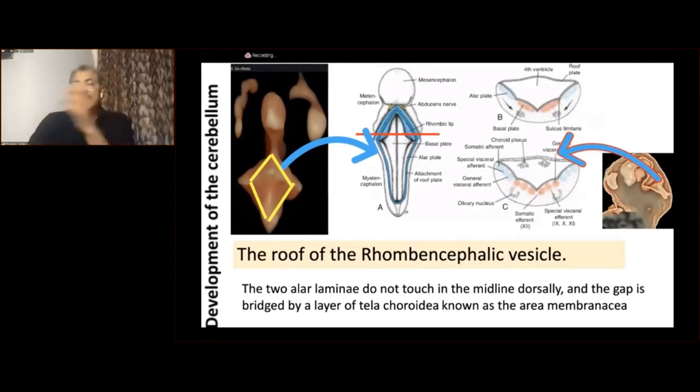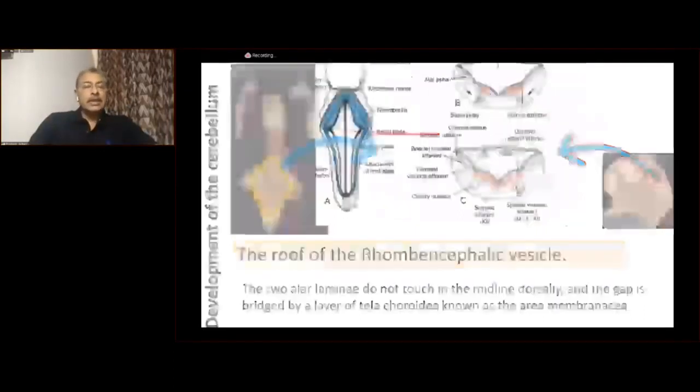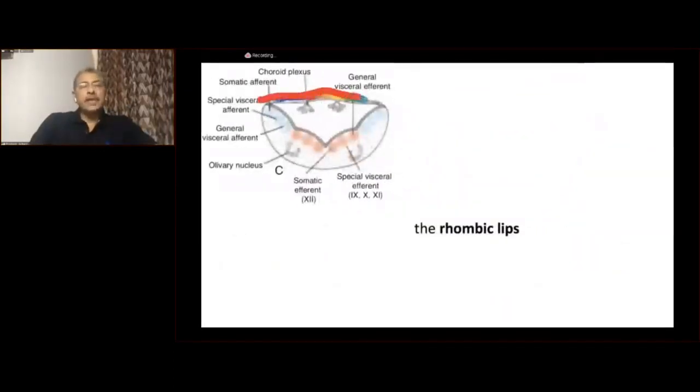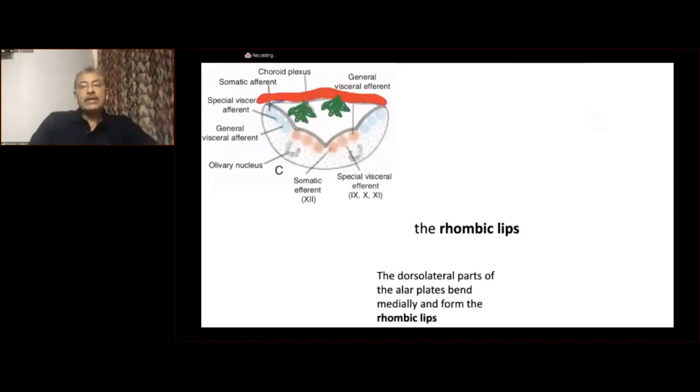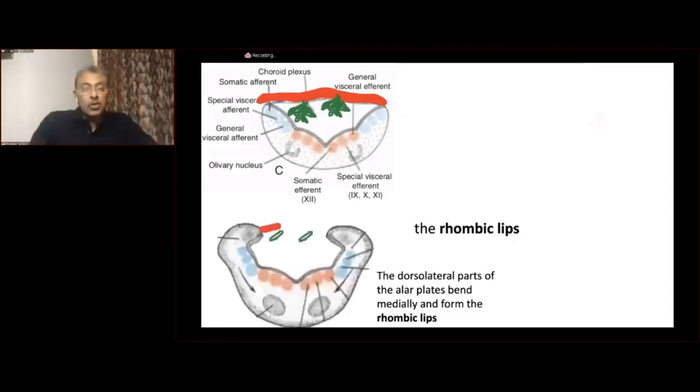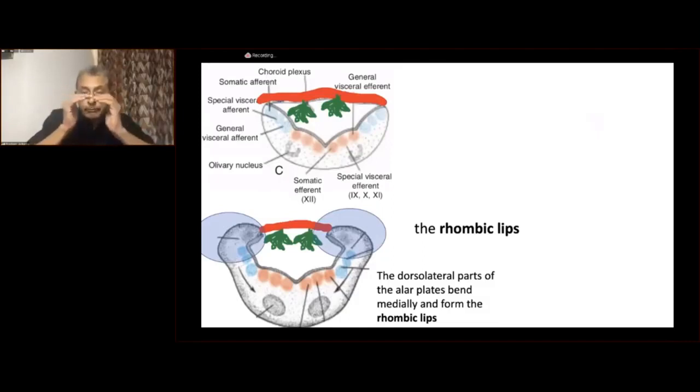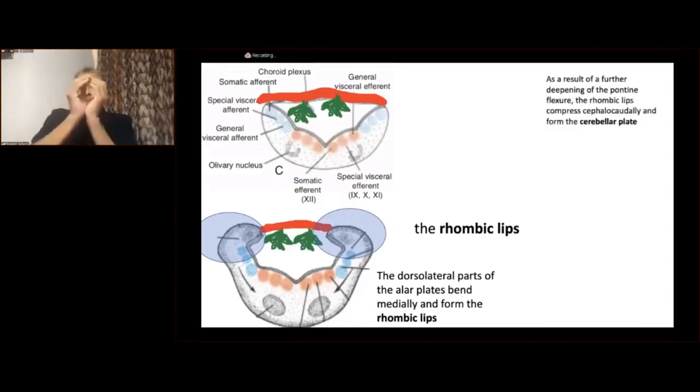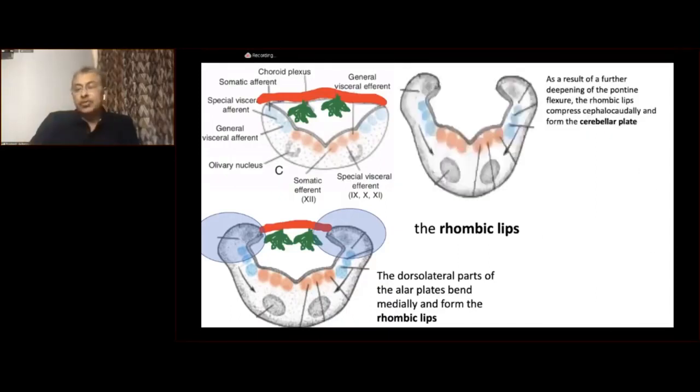So let us understand this. From this area, you will have your rhombic lips and the choroid plexus. The dorsolateral parts of the alar plate bend medially. They are all known as the rhombic lip. This is the rhombic lip. The red line part is going to be a little bit smaller. These two rhombic lips grow closer, and the base becomes a little bit longer. Because the base is a little bit longer, these rhombic lips come closer together.